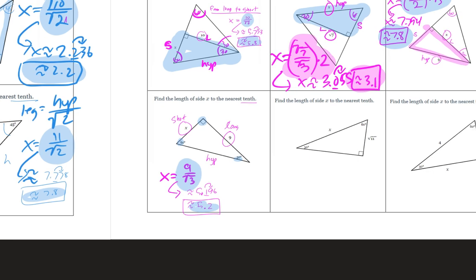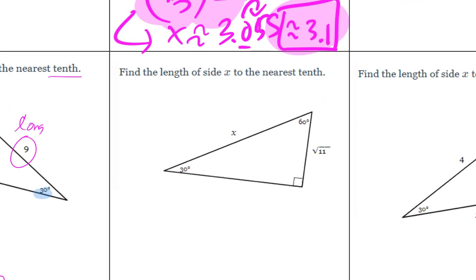All right, let's go. See if you got this one. Let's keep it moving. It says find the length of x. We know it's a 30, 60, 90 special right triangle. So let's label our sides. This is going to be our hypotenuse, and this is going to be our short leg.